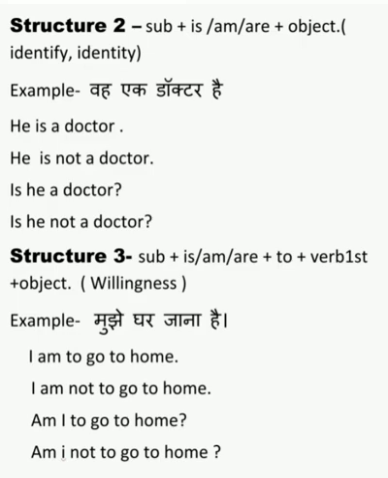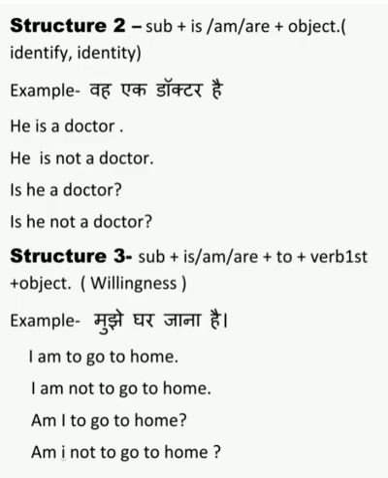I can tell you one more example: he is my friend, he is not my friend, is he my friend, is he not my friend; this is my car, this is not my car, is this my car, is this not my car. Just like that we can make a lot of sentences. After that we have structure 3.